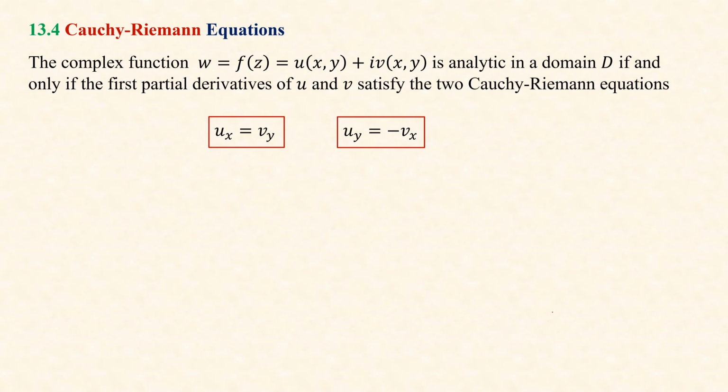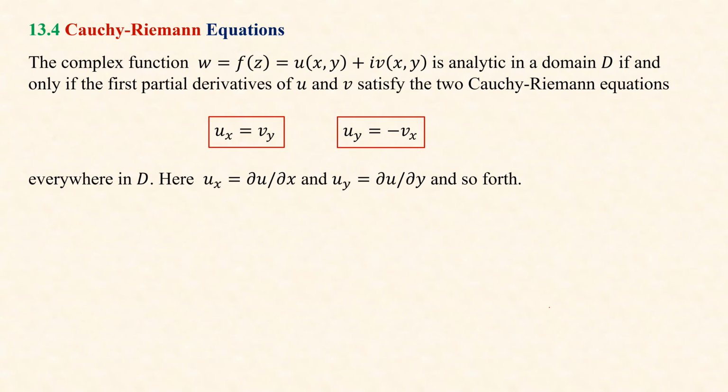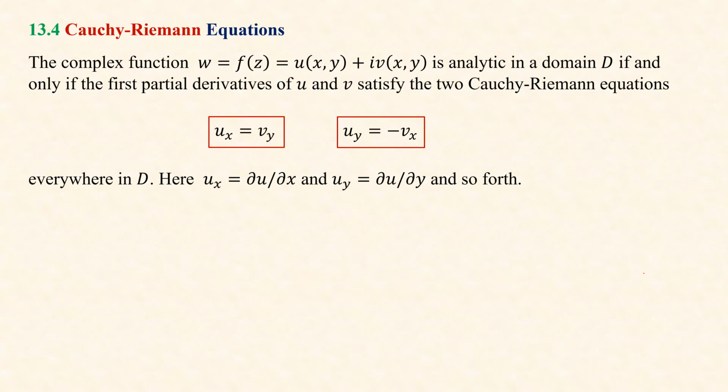It means that it's very easy. If you want to see whether a function is analytic, you just check these two. If both of these hold, then the function is analytic in that domain. So ux is the partial of u with respect to x, uy is the partial of u with respect to y, and so forth. All right, so where does this come from?